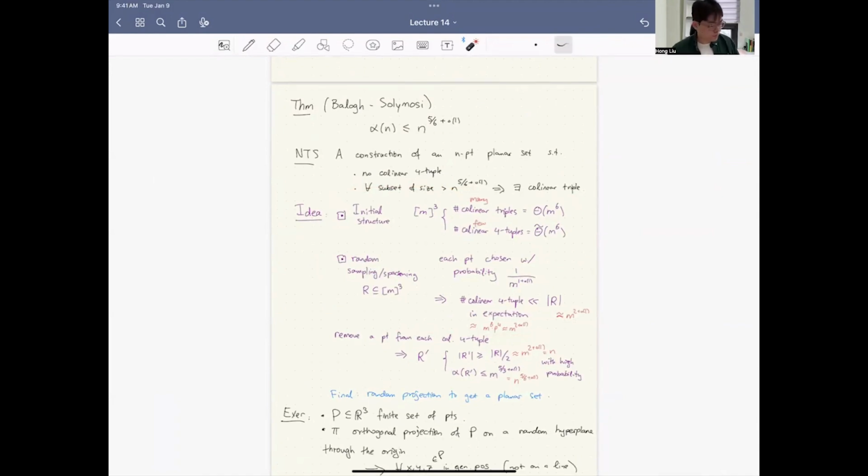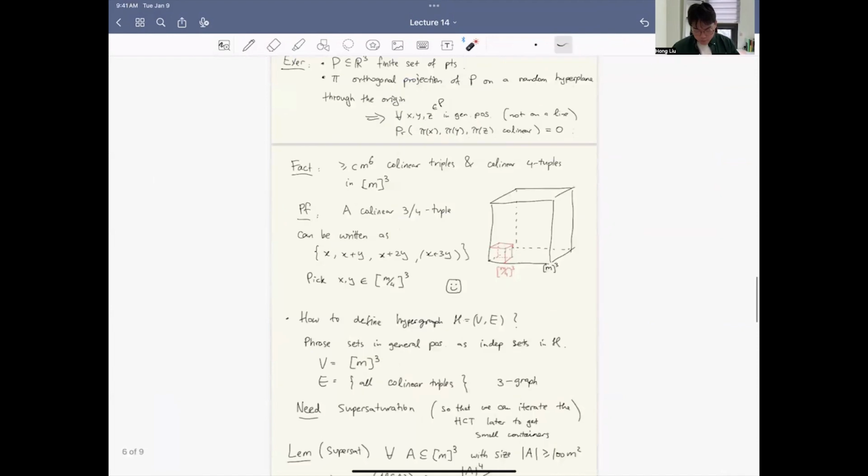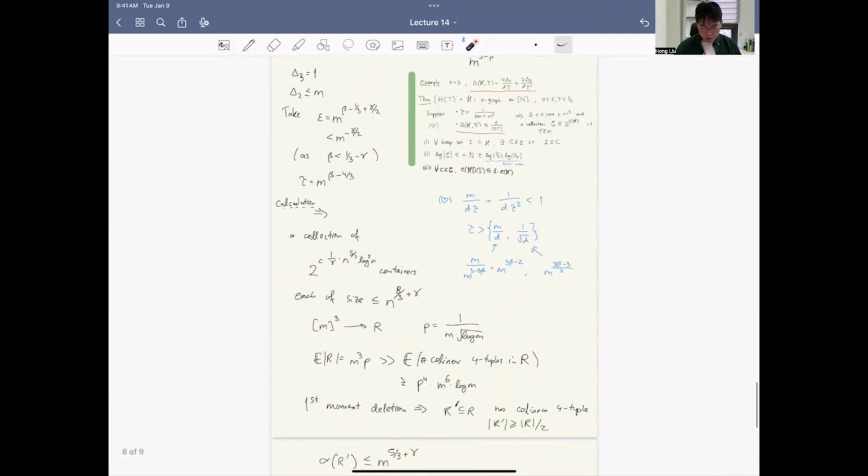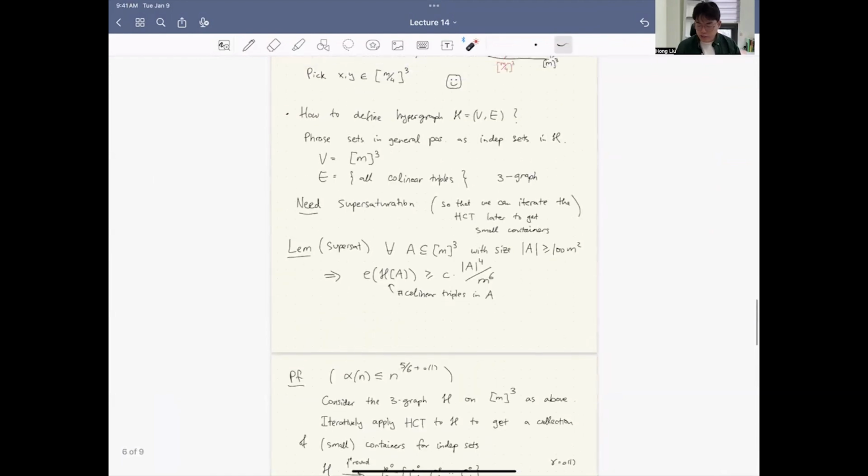All right. So that concludes most of the things I want to talk about on the container theorem. Next week, maybe we fill in the details for this supersaturation lemma here, and then we will move on to the next method.